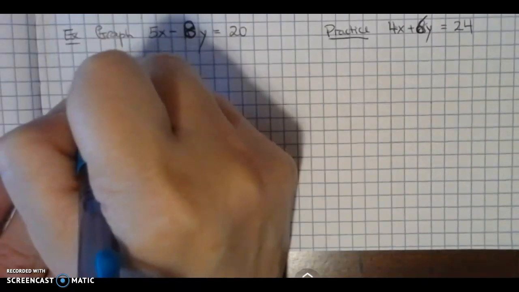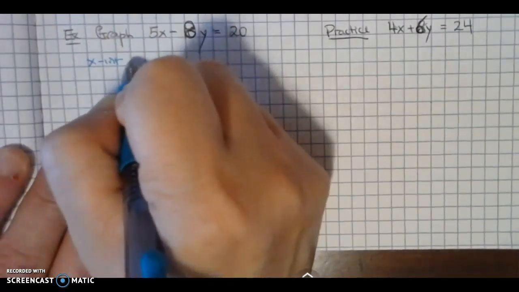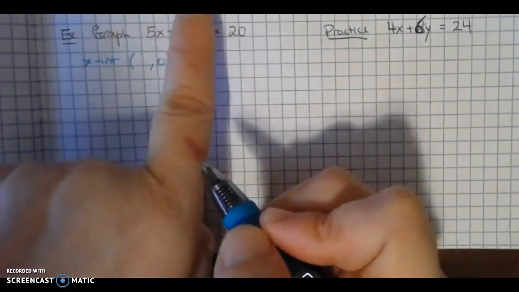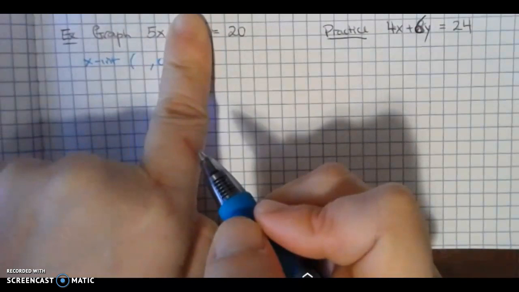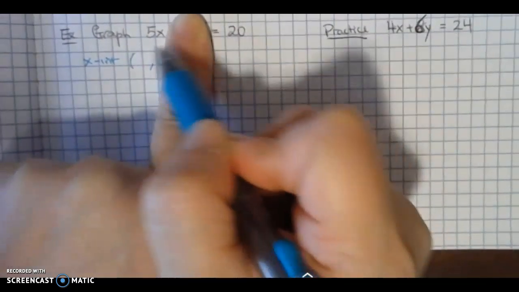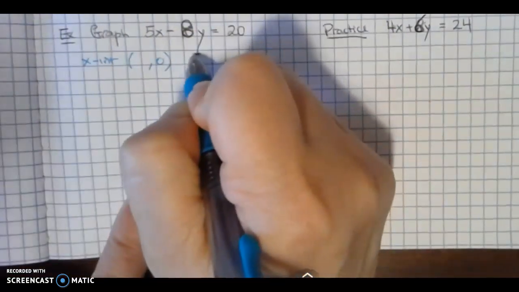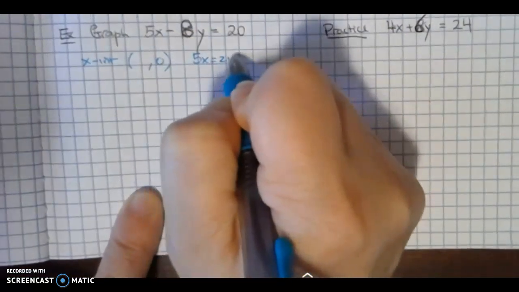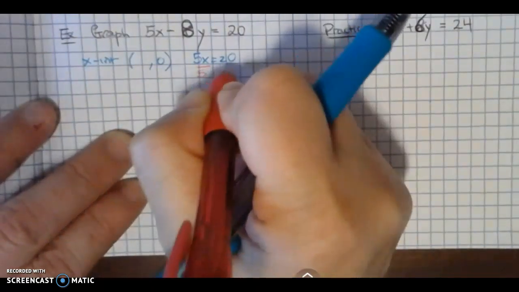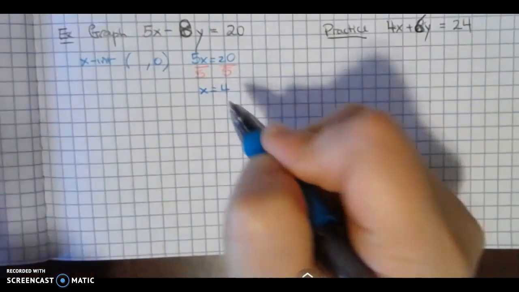Okay, so to find the x-intercept, I know the y value is going to be 0. So I cover up the y. You're left with 5x is equal to 20. So 5x is equal to 20, and divide both sides by 5 and you get x is 4.